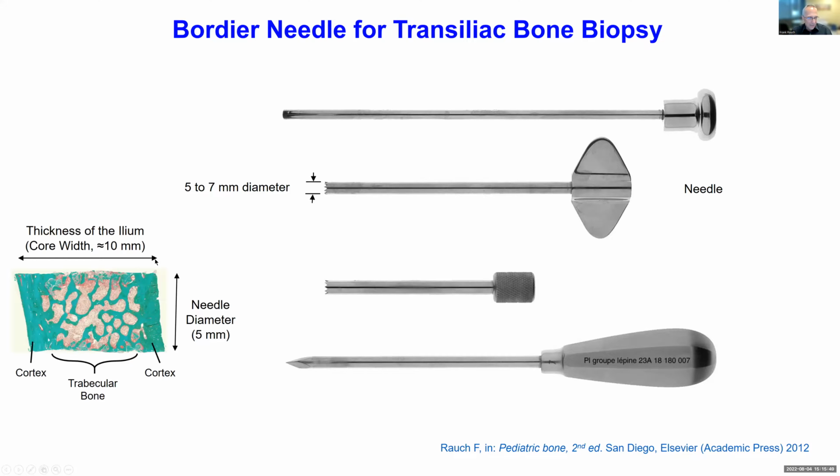All right, so in the end, we ended up with this sample. The diameter of the sample reflects the diameter of the needle, so in our case here, 5 millimeters, and the length of the biopsy sample in the other direction represents the thickness of the ilium. In histomorphometric terms, that's called core width. So that's basically the size of the sample, and in a normal situation it's around 10 millimeters. And you have a cortex and another cortex on the outside, and you have the trabecular bone and the bone marrow in the middle.